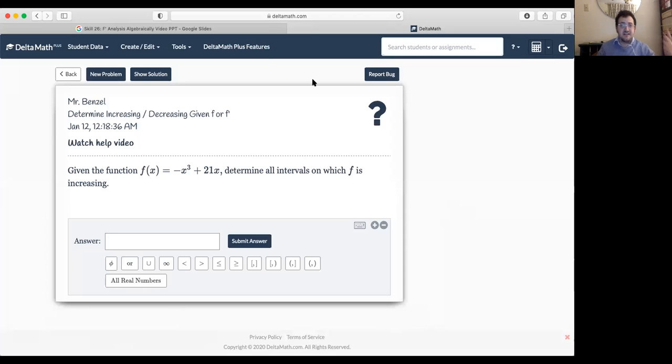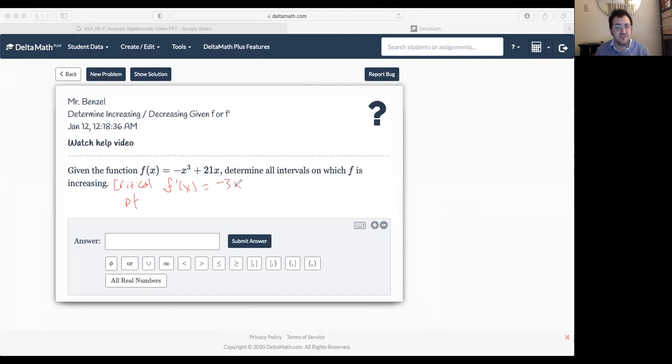All right, next type of question. This is going to be basically using your sign chart to determine when it's increasing and decreasing. Like the other question, you're going to want to find the critical points. So I'm going to take my derivative and set it equal to 0. This is critical points first, and then I'm going to do my sign chart after that.